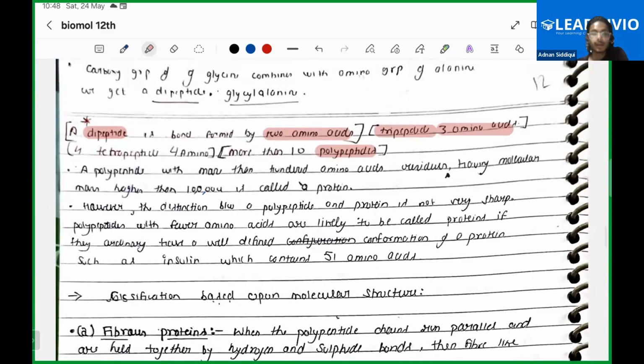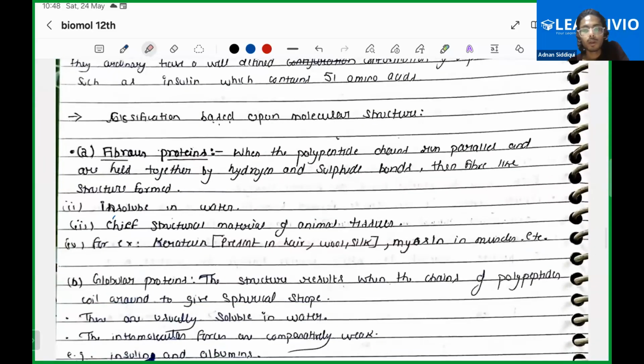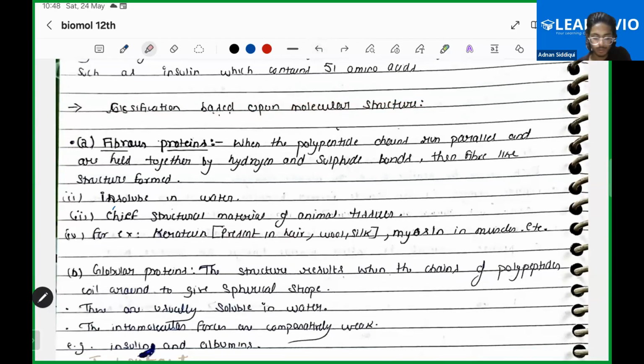Now, classification based on molecular structure. Classification of proteins based on molecular structure is very, very important. They will directly ask you what are fibrous proteins and what are globular proteins. So basically, they are proteins that are differentiated on the basis of molecular structure. Let us talk about what these are.